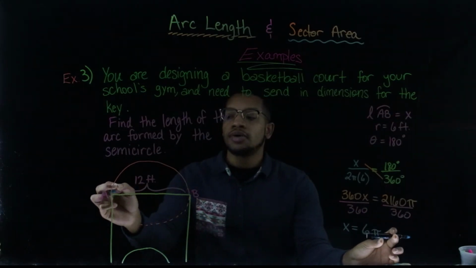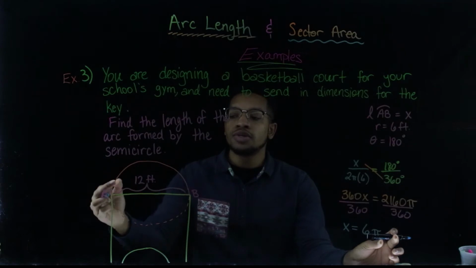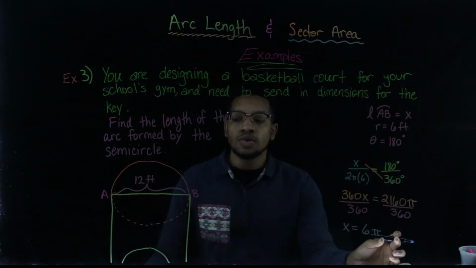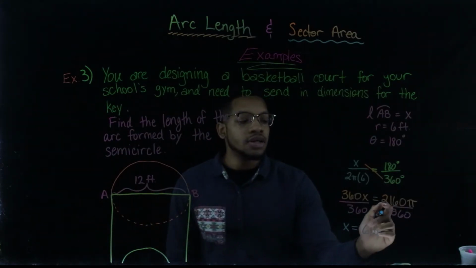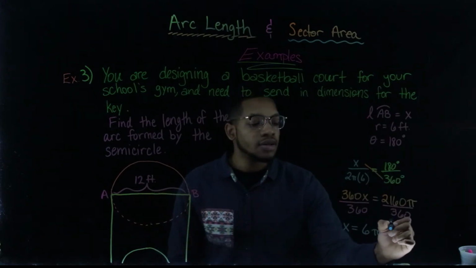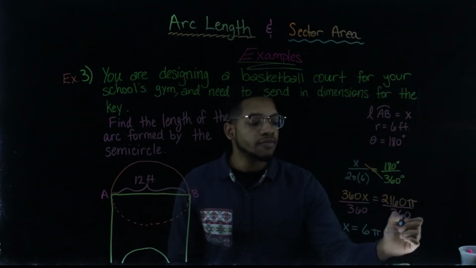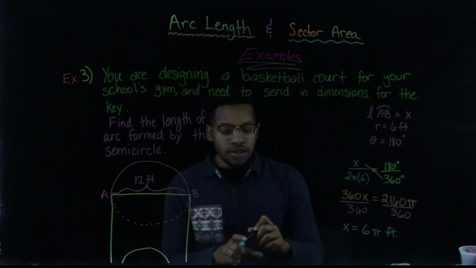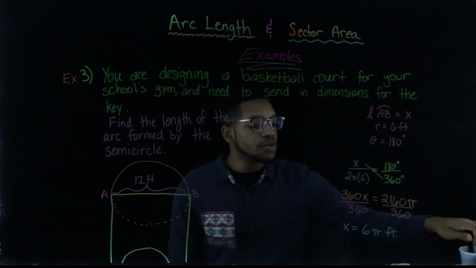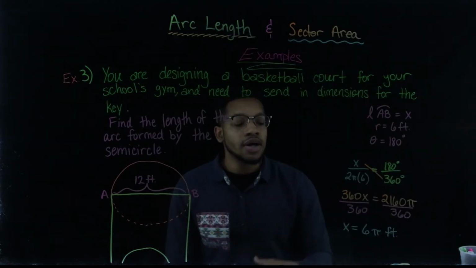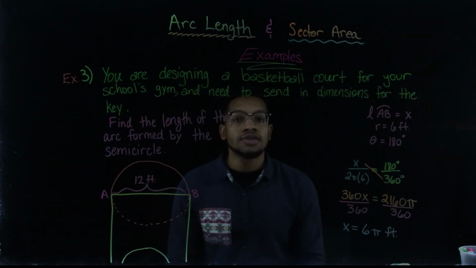Now, let's talk units. So we are talking about the length of a one-dimensional shape or a one-dimensional quantity. So that's gonna be in feet. All right, not feet squared, because we're not talking about a two-dimensional quantity. We're just talking about a length. So x equals 6 pi feet is our final answer.